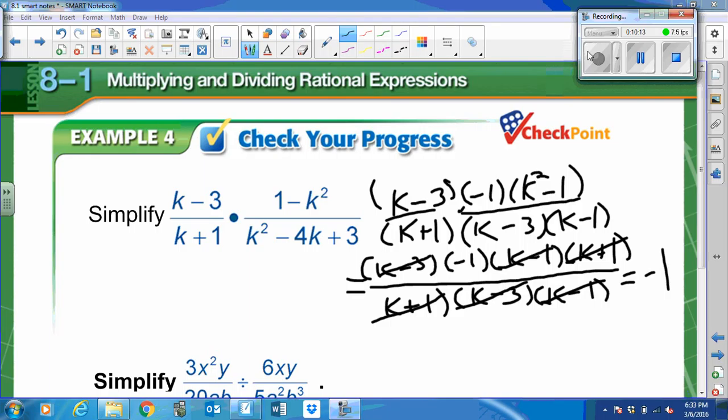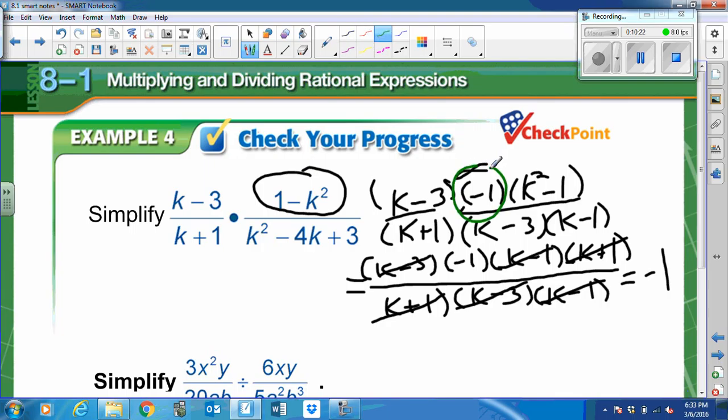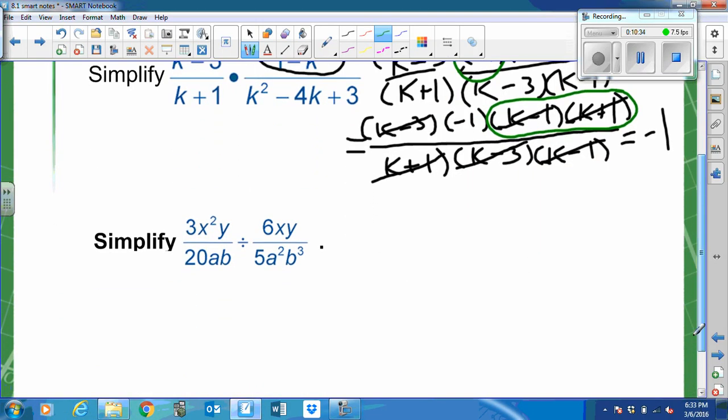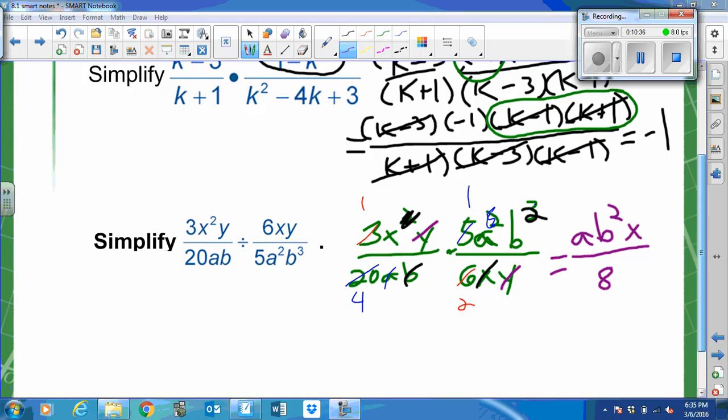So this is a great example of recognizing that this should probably have a -1 pulled out of it, as I did right here, so that you can factor k squared minus 1. And that factored to k minus 1 times k plus 1. And every factor ended up canceling out, and you simply ended up with -1. And there's your final answer on that one.